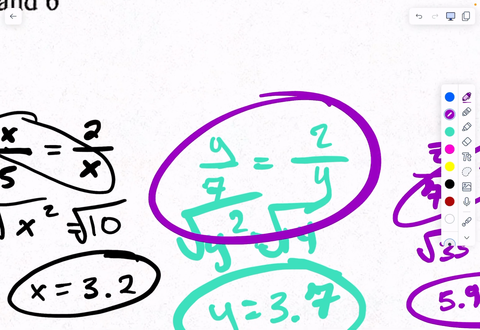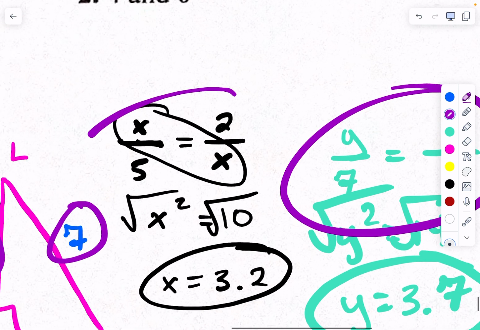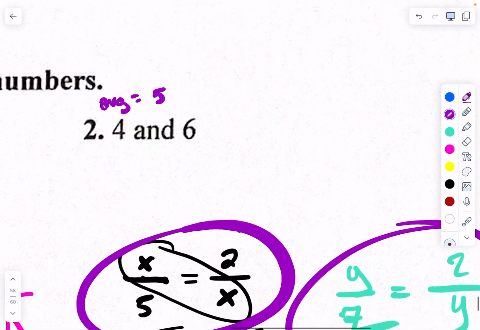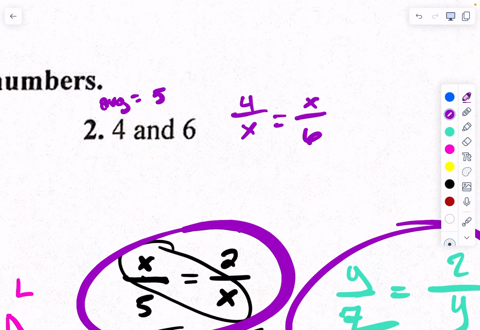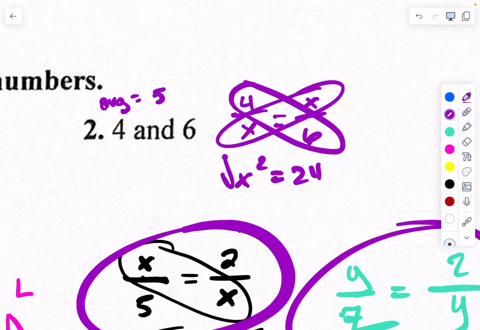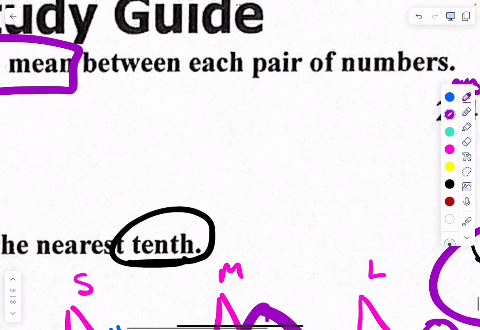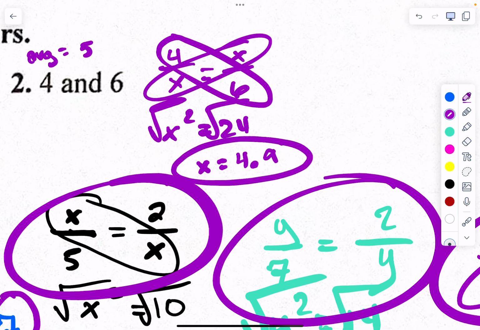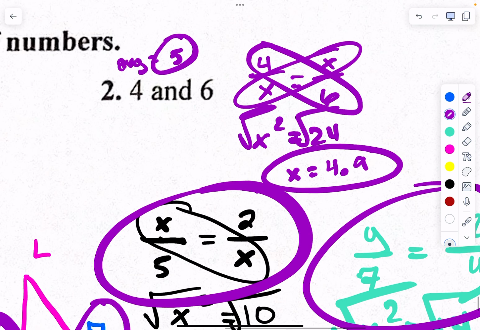This is the geometric mean of 7 and 2. This is the geometric mean of 5 and 2. This is the geometric mean of 7 and 5, right? So it's like 4 over x equals x over 6. So x times x is x squared. 4 times 6 is 24, and the geometric mean is whatever the square root of 24 is. 4.8. Is it rounded to the tenth? Yeah, 4.9. It doesn't say. We'll go with tenth. 4.9. Perfect. If we were just to do the regular mean, it would be 5, but 4.9 is the geometric mean.